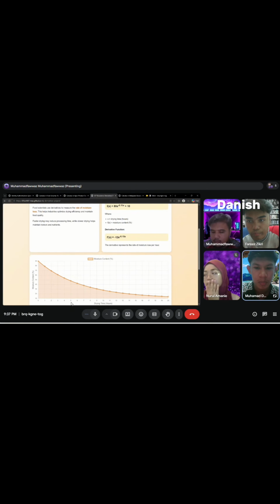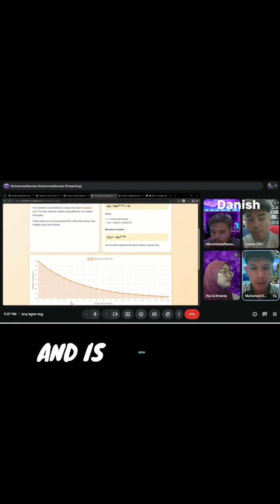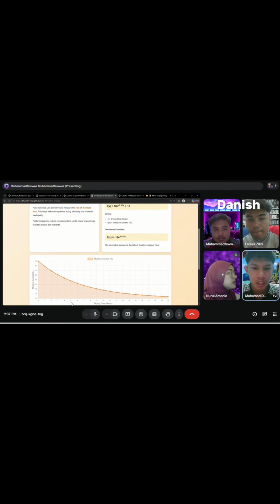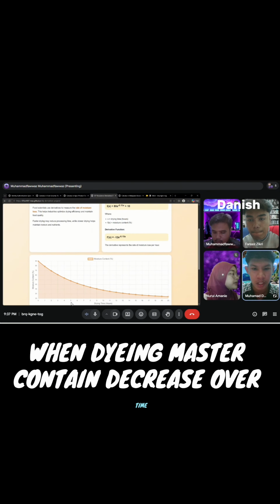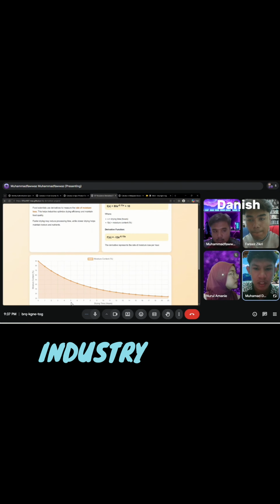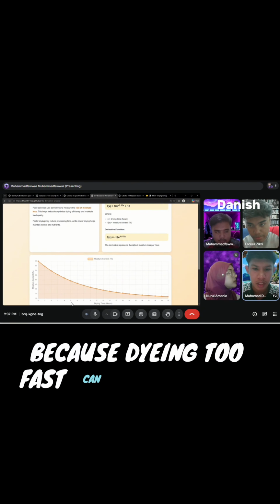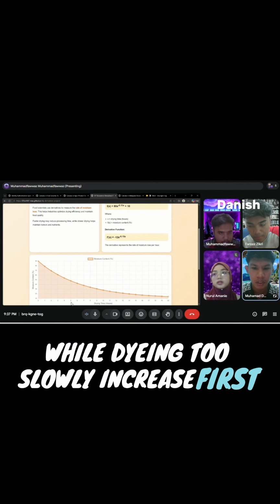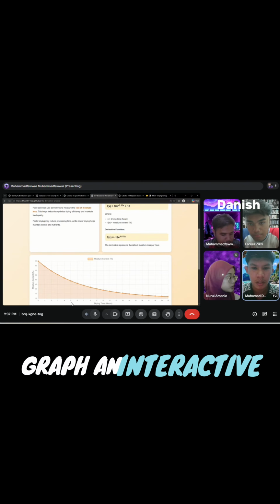Bioscience problem. Mango is widely produced in Malaysia and is often dried using hot air drying technology. During drying, moisture content decreases over time. Industry needs to control the drying rate because drying too fast can damage food quality, while drying too slowly increases cost and processing time. Graph and interactive feature.